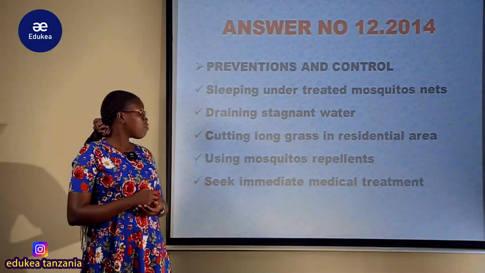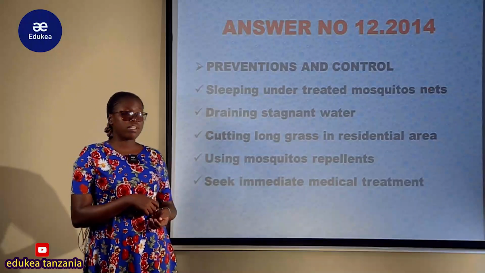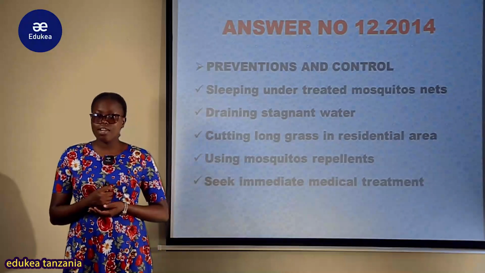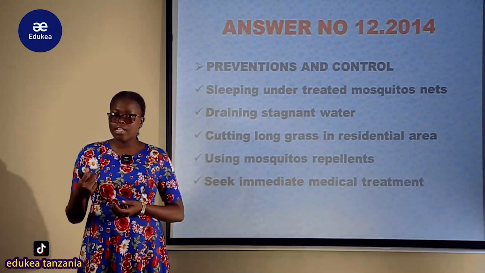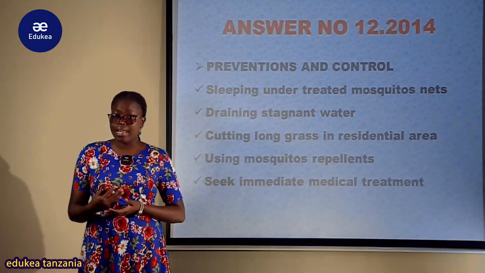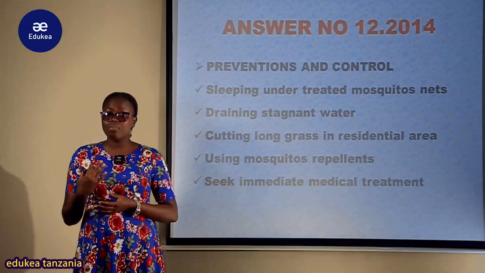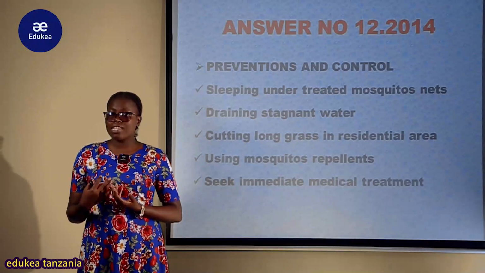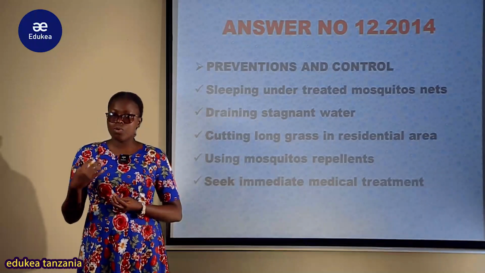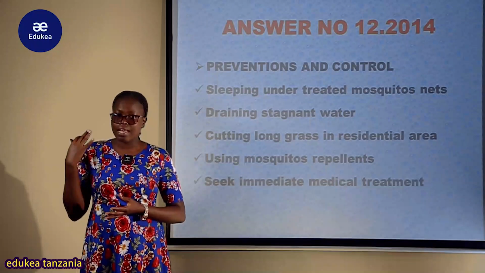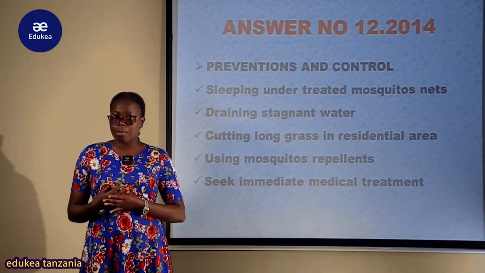So, the first preventive measure is sleeping under treated mosquito nets. People who are living in areas where there is incidence of malaria disease are advised to sleep under treated mosquito nets so as to prevent direct contact between the human and the mosquito, which is the carrier or vector of this Plasmodium species causing the malaria.